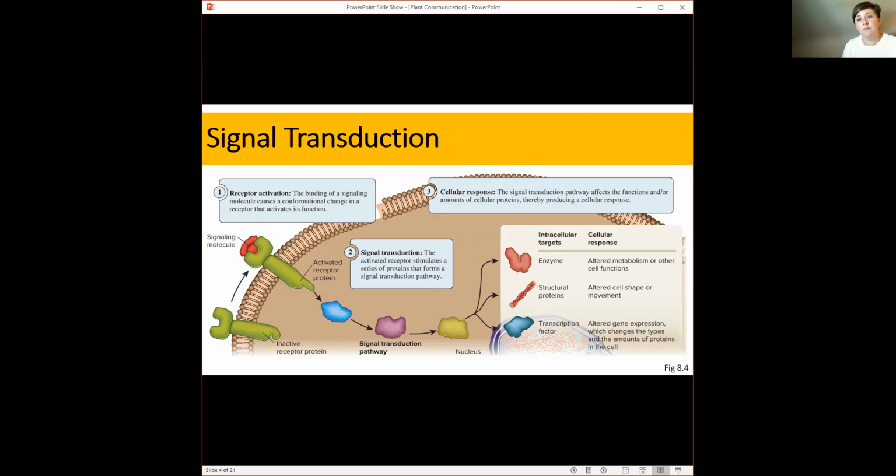The molecules involved in a signal transduction cascade are called second messengers. The effector response can be many things. Functionally, enzymes can perform reactions, structural proteins can cause the cell to change shape or to move, and transcription factors can turn genes on or off.